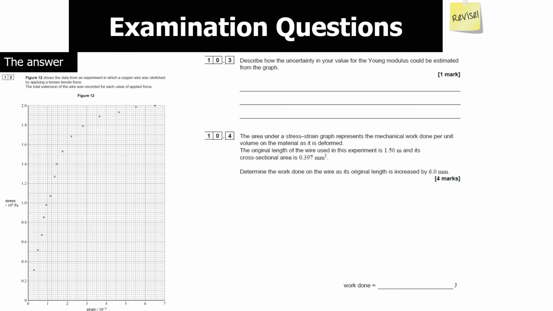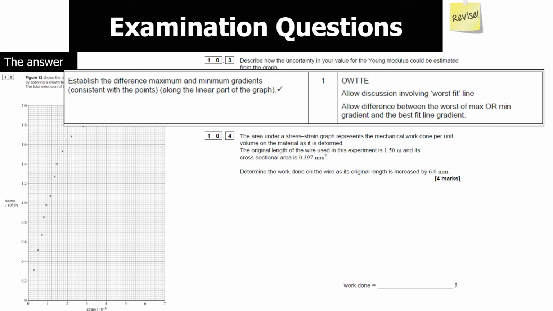Right, it's important that you are aware of how you can calculate uncertainty in a number of different methodologies, with things such as repeats, with things such as readings and measurements, but also in graphs. Now it's important to know that you can work out your uncertainty by establishing the difference between your maximum gradient and your minimum gradient, or the difference between the worst gradient and the best line gradient as well, and you can double it, and that allows you to work out your uncertainty.